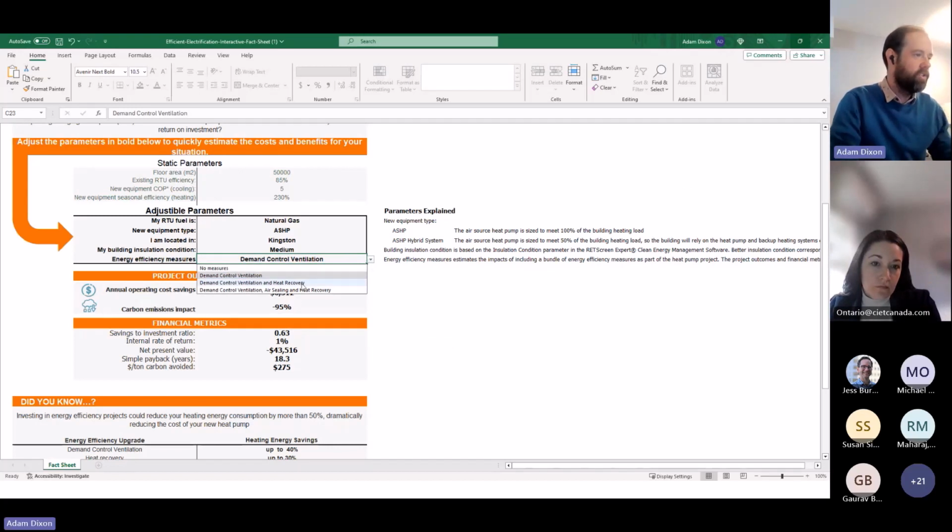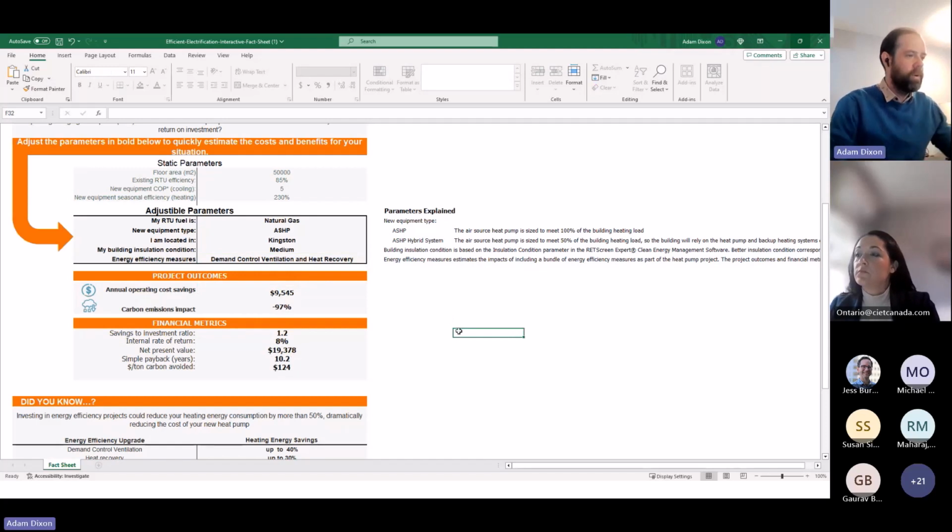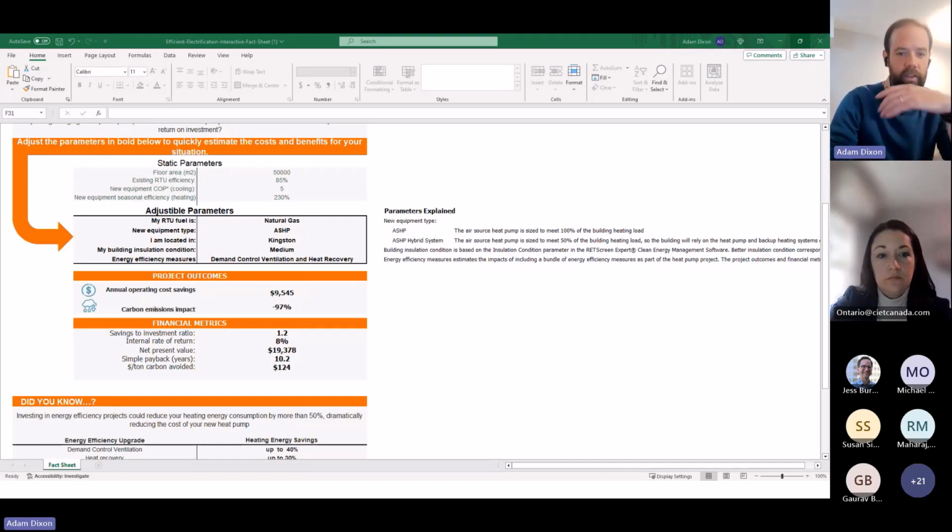Now we can add in another measure. We can add some heat recovery into our building. This is where the project starts to really shine. Doing this, we can see that energy efficiency measures do matter when doing this efficient electrification. Our annual operating cost savings have jumped up to 9,545. Our carbon emissions impact, we're now at negative 97%. Our savings to investment ratio, we're now up over one. One is kind of the threshold you want to see.